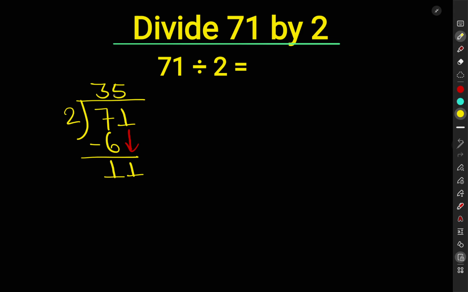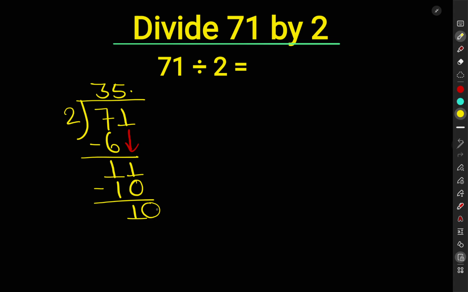So 2 times 5 means 10. On subtracting we get 1. Again this 1 is less than 2 and there is no other number beside, so we put a decimal here so that we take 0 here.